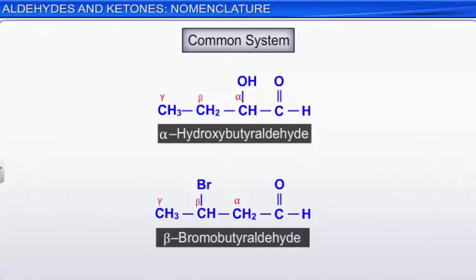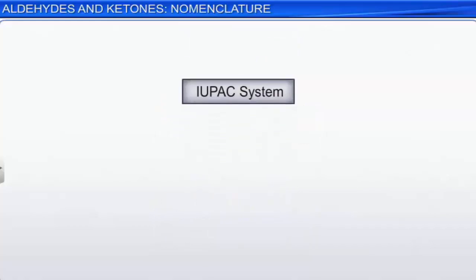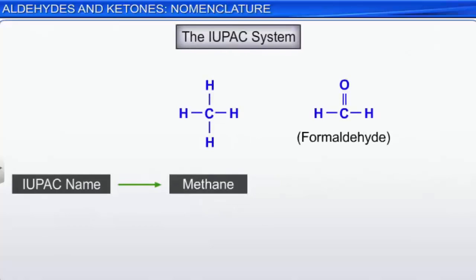In the IUPAC system, aldehydes are named by replacing the e of the corresponding alkane by al. Hence, the IUPAC name for aldehydes is alkanal. For example, the IUPAC name for formaldehyde can be written by replacing the letter e of the corresponding alkane methane by al. Hence, the IUPAC name for formaldehyde is methanal.